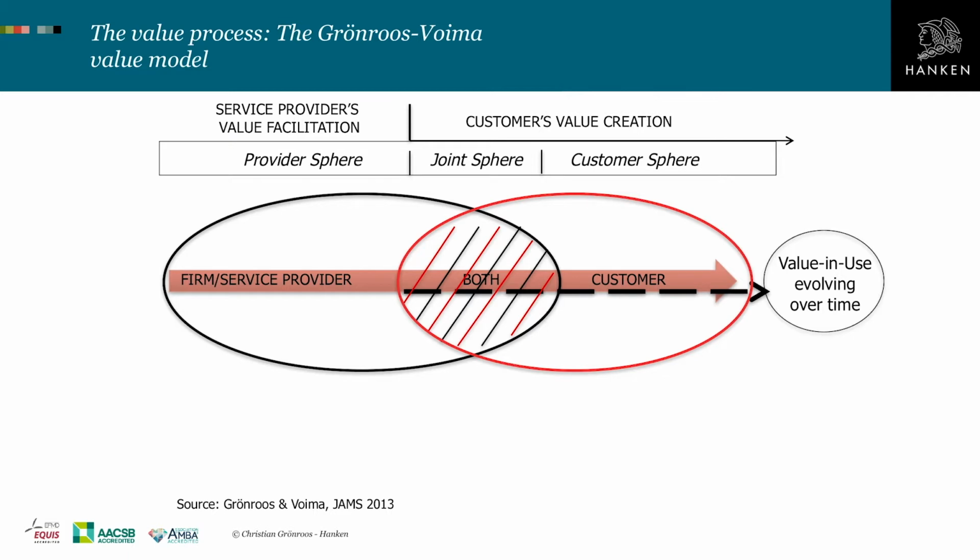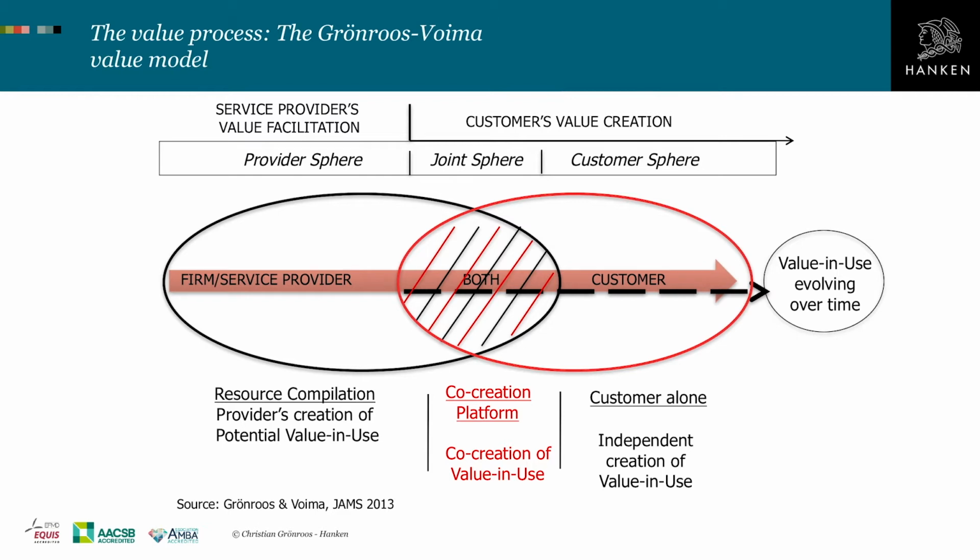Then the customer arrives and we come into a joint sphere where the platform of co-creation exists. And there value co-creation can take place. This is part of the customer's value creation process. After that, the customer goes home, for example, feels very good, thinks about the new beer that he or she had and how much he or she liked it, and value continues to evolve for the customer. That is the customer sphere, where the customer independently continues value creation.